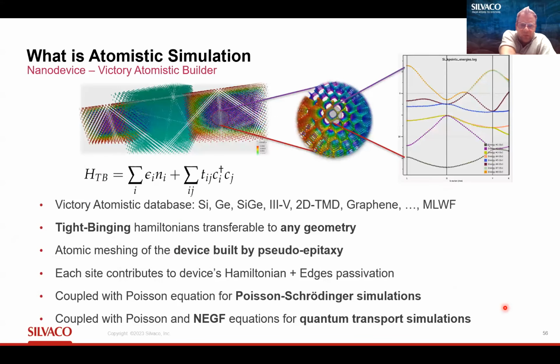Okay, so what are we doing at Silvaco and what are we offering for this type of simulation? We are partnering with Purdue, and basically we have, for quite some time now, teamed up to create an atomistic simulation solution called Victory Atomistic. Actually, within Victory Atomistic, we are combining the non-equilibrium Green's function to calculate the transport with tight binding. Okay.